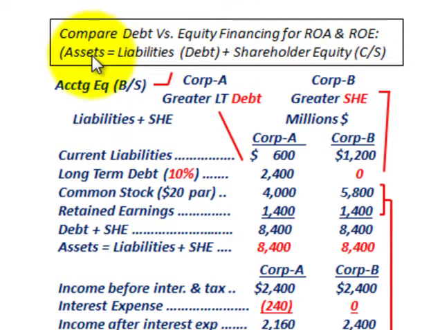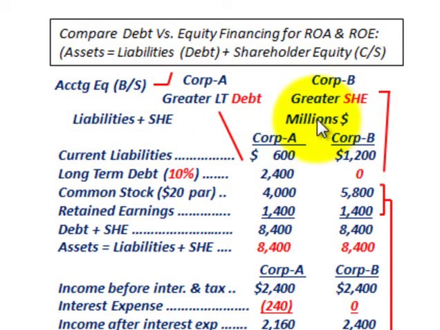Now, the logic that we're going to be using here is that we have this accounting equation on our balance sheet, where assets equal the liabilities plus shareholders' equity. So just follow through on that logic. We're going to have two companies that we're going to compare. Corporation A is going to have greater long-term debt versus Corporation B, which is going to have greater shareholders' equity. So we're going to start with the liabilities and shareholders' equity for both of these companies, Corp A and Corp B.